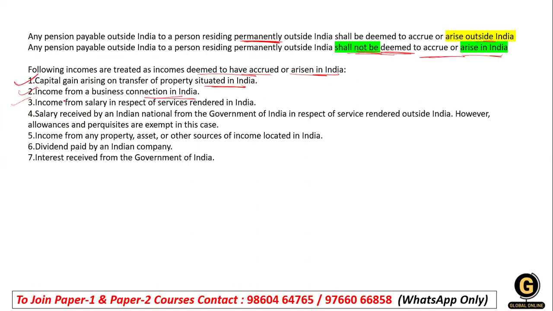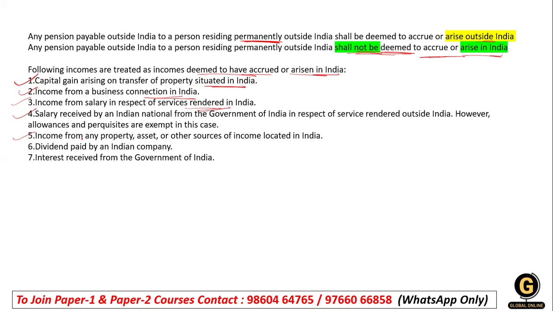Then income from salary in respect of salary rendered in India is also deemed to accrue or arise in India. Then the salary received by an Indian national from the government of India in respect of services rendered outside India. However, the allowances and perquisites are exempted in this case.